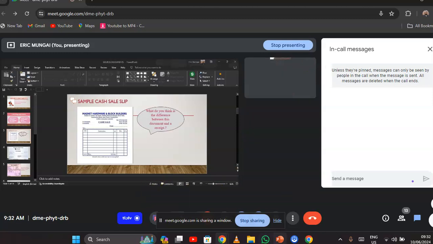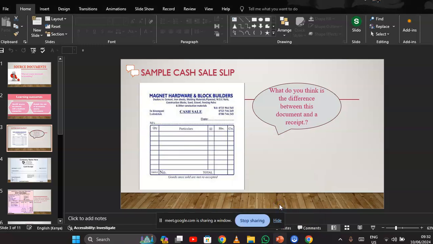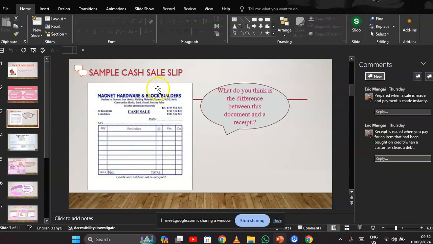So that document, a cash sale slip, is given to you when you buy an item in cash. But what happens when you are coming to pay for an item that you had earlier purchased on credit? You are issued with a receipt. So the difference between that document and a receipt is this document is prepared when a sale is made and a payment is made instantly. But a receipt is issued when you pay for an item that had been bought earlier on credit, or a customer is clearing the debt. So that is the difference.